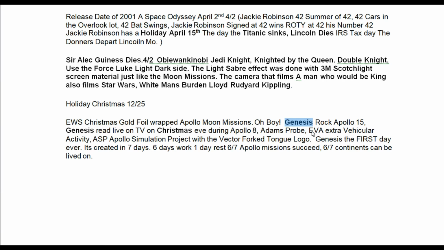And then we have the Adams probe in Clockwork Orange. And we have the extravehicular activity. Eva would be Eve, Adam and Eve. And Genesis and the Genesis rock. That's pretty interesting.